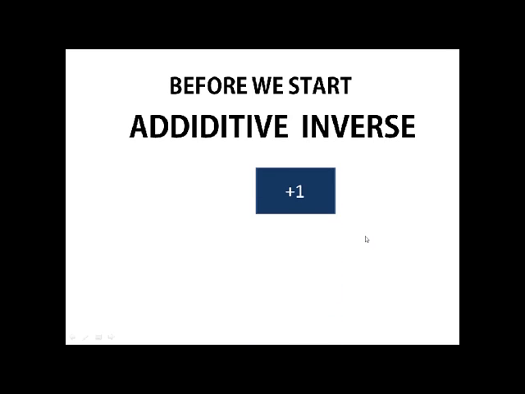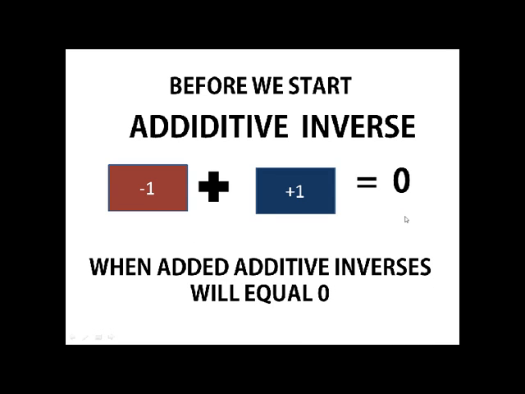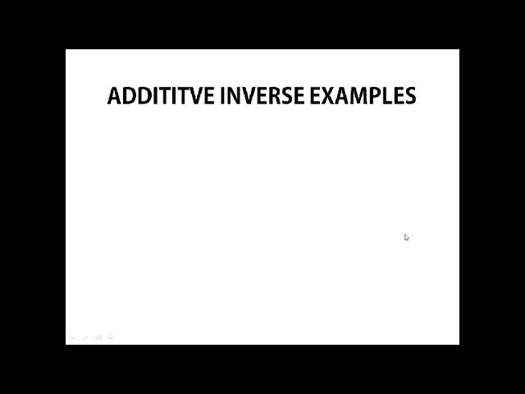I also want to discuss additive inverses. Positive 1 and negative 1 are additive inverses of each other because when you combine them, the result is 0. So the rule is when you add additive inverses, the result will equal 0. Here are some examples of additive inverses.